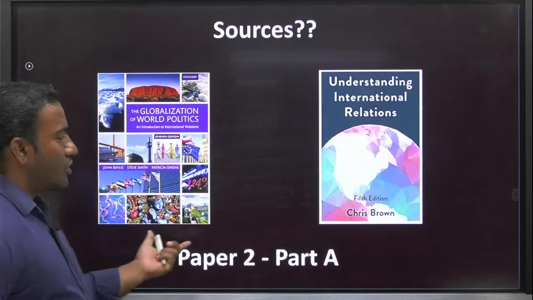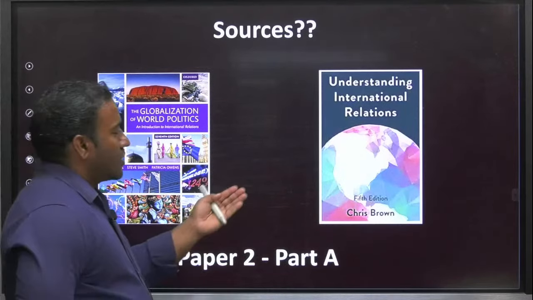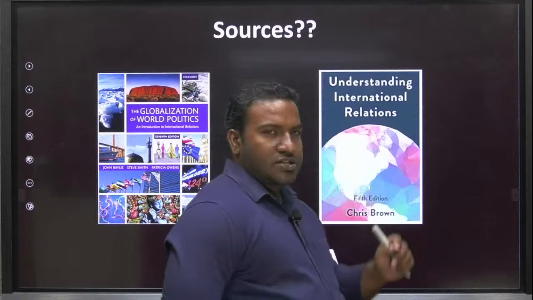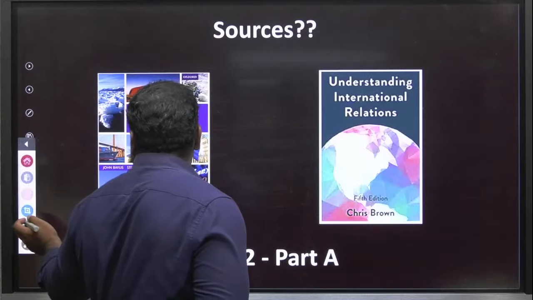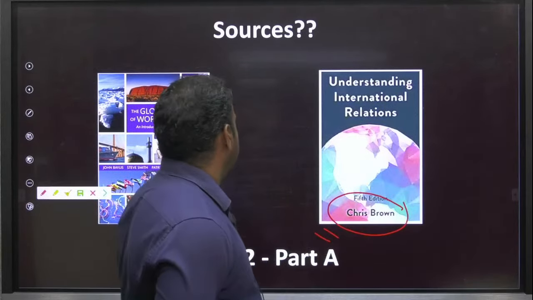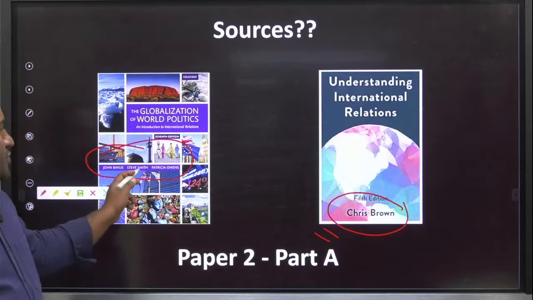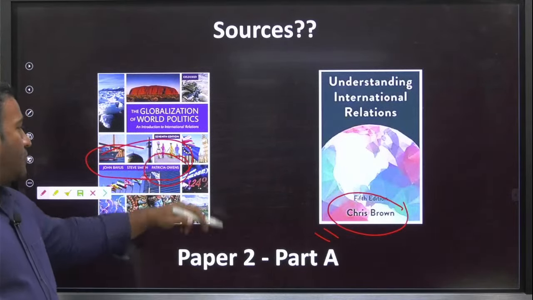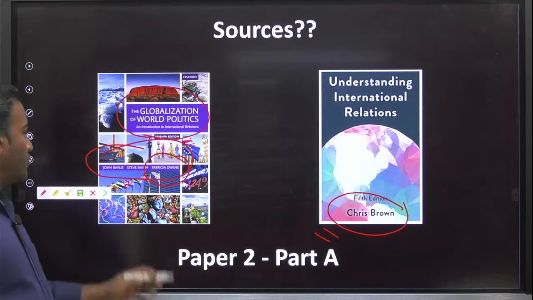This is all about international relations and international politics. So here Chris Brown's Understanding International Relations can be one book. And here the three authors, John Baylis, Steve Smith and Patricia Owens, The Globalization of World Politics. So you can use these books.